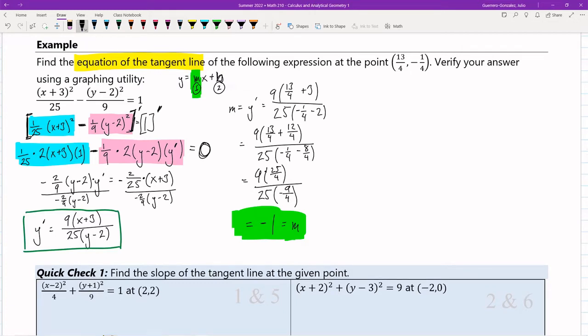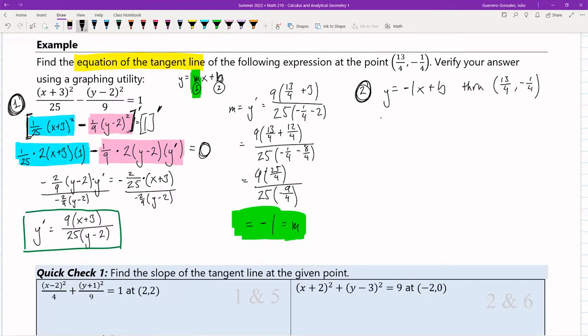So our equation, let me write this in here. This is part 1, and this next part is part 2. We know that our equation is going to be y equals negative 1 x plus b, and it's got to go through this point right here, 13 over 4, comma negative 1 over 4. So off to the races.